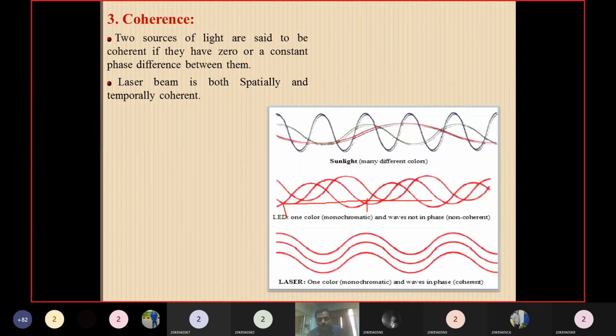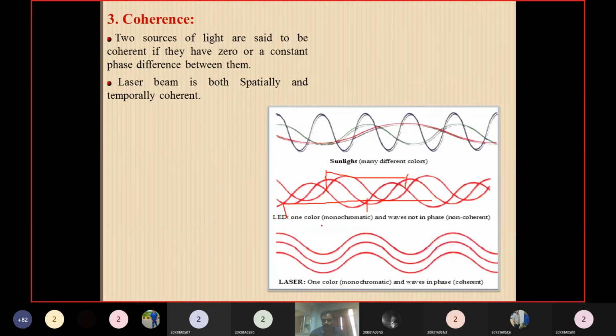Otherwise, here also we can take it. This is the wave, coming like this. So from here, these are the maximas. The distance between two maximas, or the distance between two minimas, is called the wavelength.